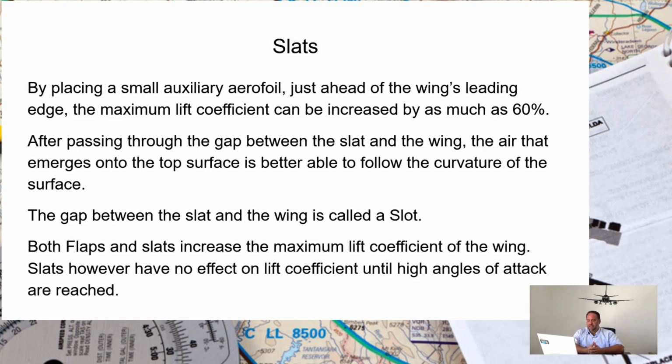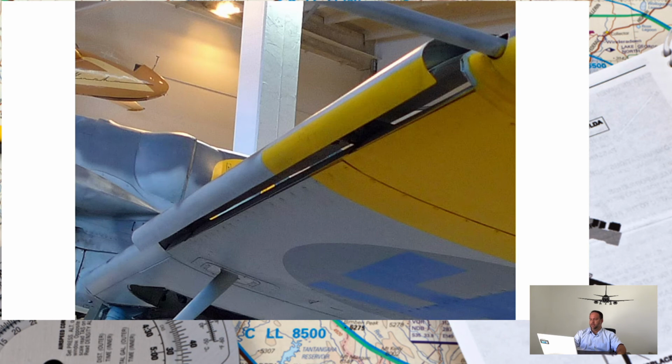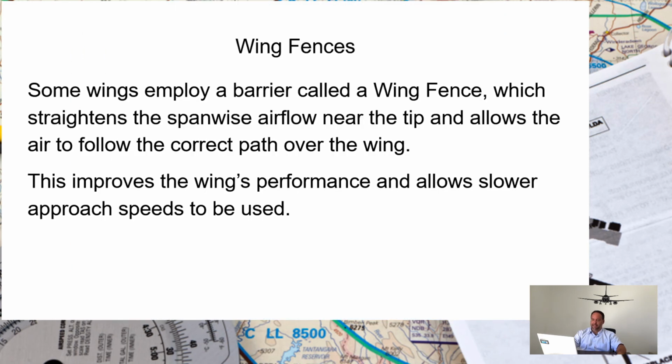Both flaps and slats increase the maximum lift coefficient of the wing. Slats, however, have no effect on lift coefficient at high angle of attack. Yeah, high angle of attack doesn't really work out. Okay, over here, an example of a slat.